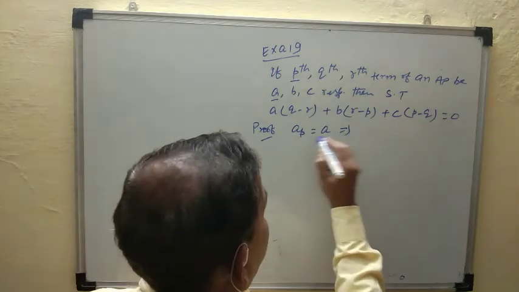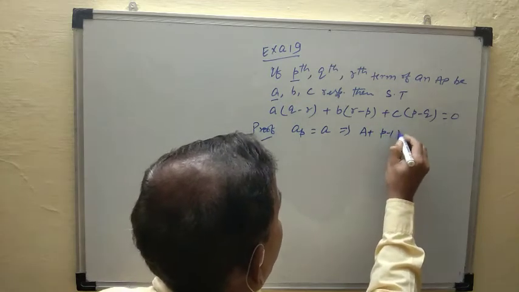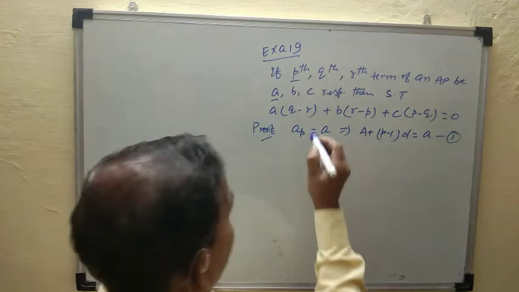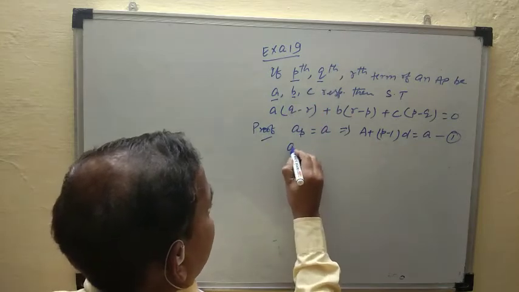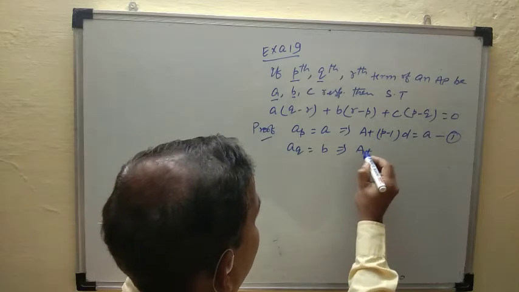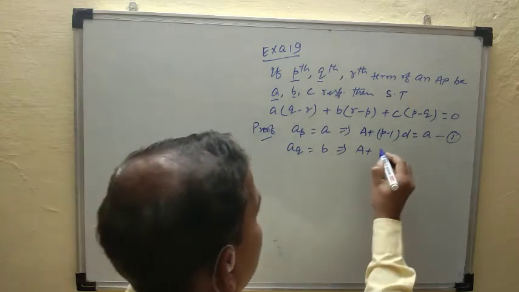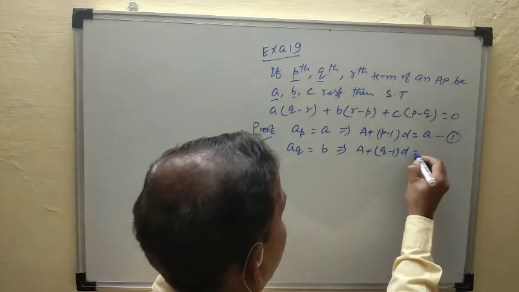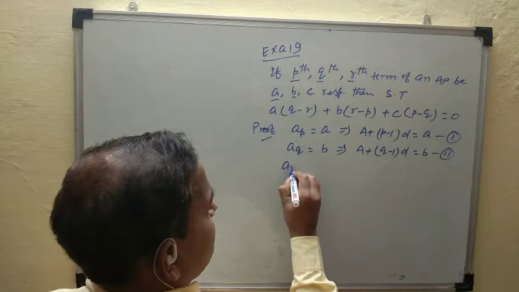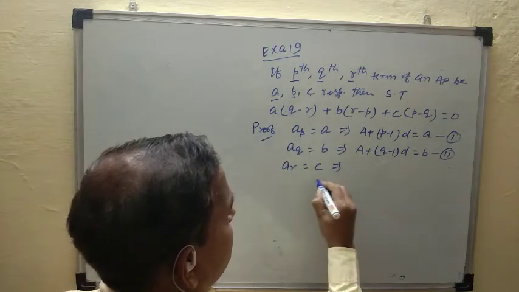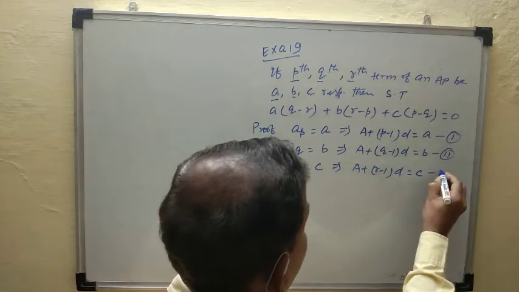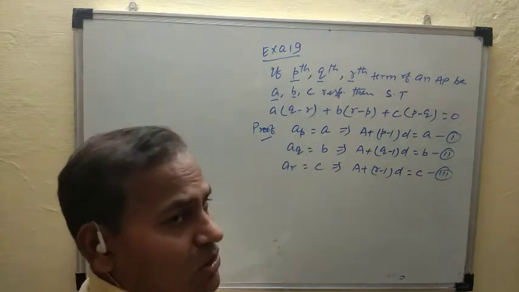So this implies the pth term formula: A plus (P minus 1) into D is equal to A, call it equation 1, and the qth term is B, that is AQ is equal to B. So AQ is equal to capital A, where capital A is the first term, A plus (Q minus 1) into D is equal to B, call it second, and the rth term is C, that is AR is equal to C. This implies A plus (R minus 1) into D is equal to C, call it equation third.